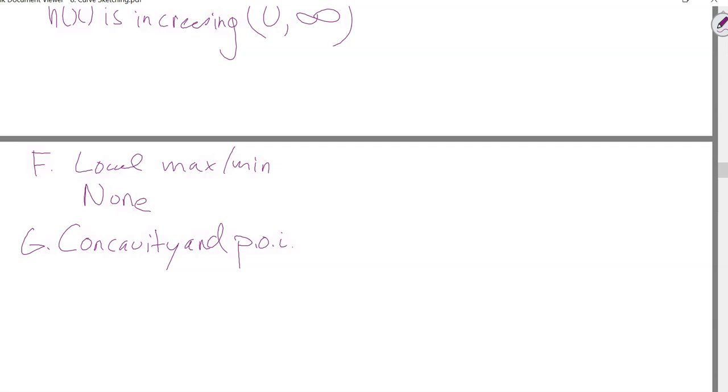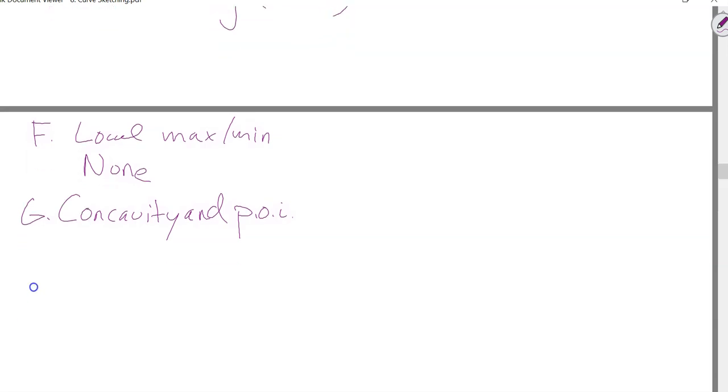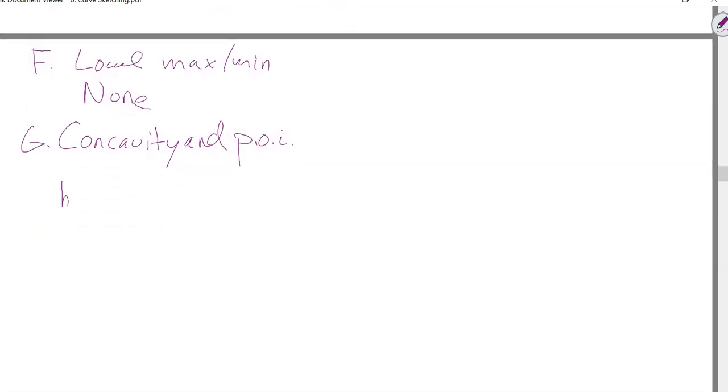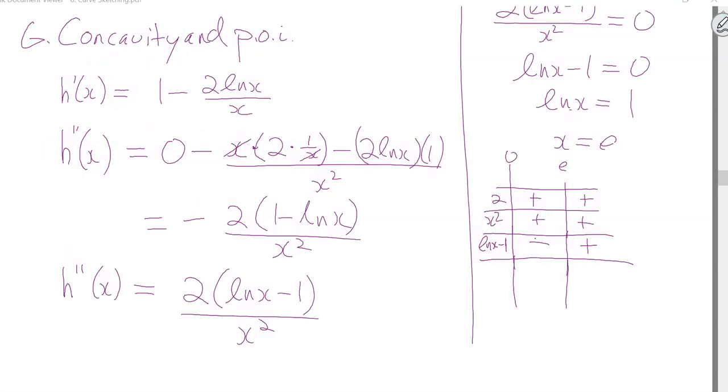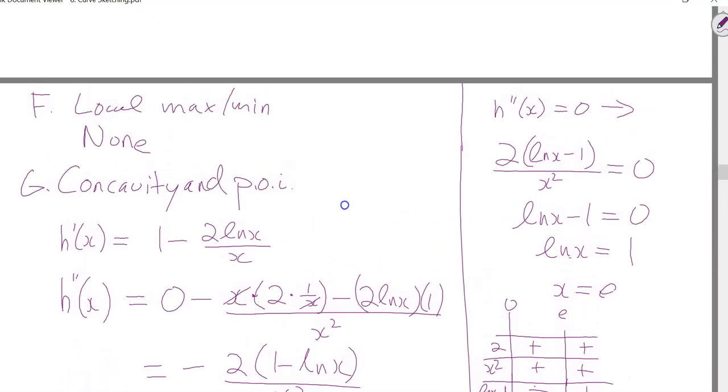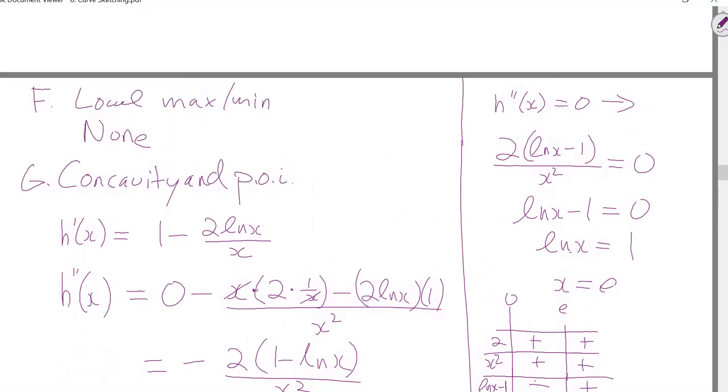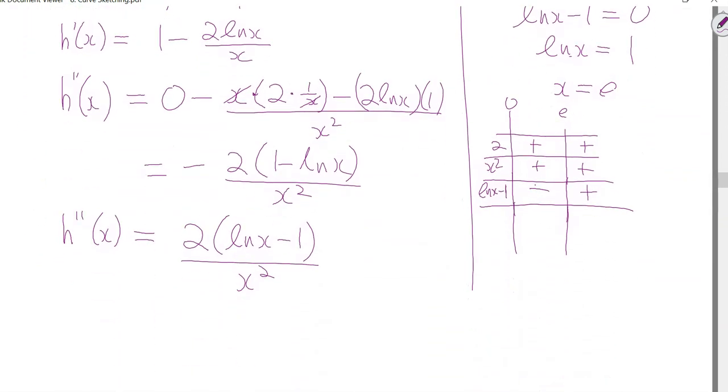That's less complicated than the sine one, right? Concavity and POI. So what did we have? H prime of x. What do we say it was? 1 minus 2 ln x over x. Okay, do h double prime. For those of you just joining us back again, I've been informed the recording stopped. I'm pretty sure we had done this. If not, take a look.